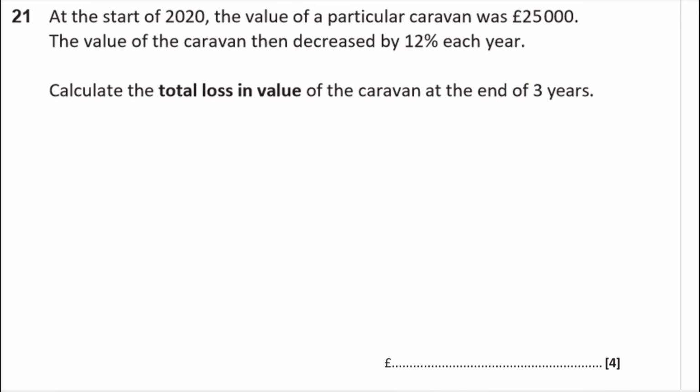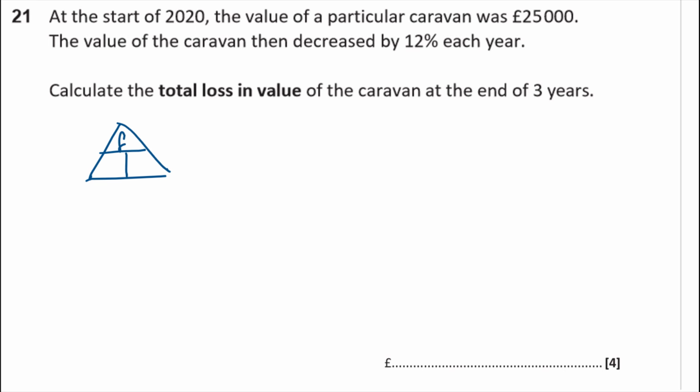Question 21. At the start of 2020, the value of a particular caravan was £25,000. The value of the caravan then decreases by 12% each year. Calculate the total loss in value of the caravan at the end of the 3 years. Okay, now, this is similar to the percentage question I did earlier. It's a percentage decrease, but it's a percentage decrease repeated. It's a repeated percentage change question.